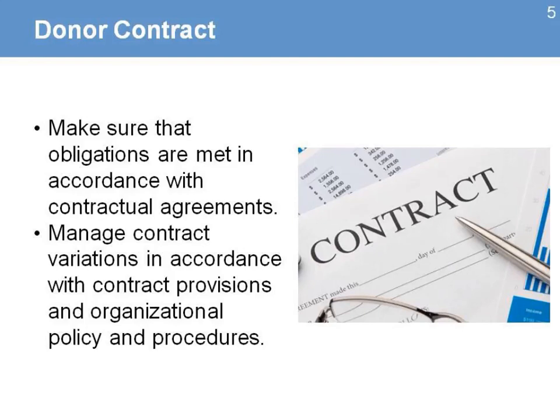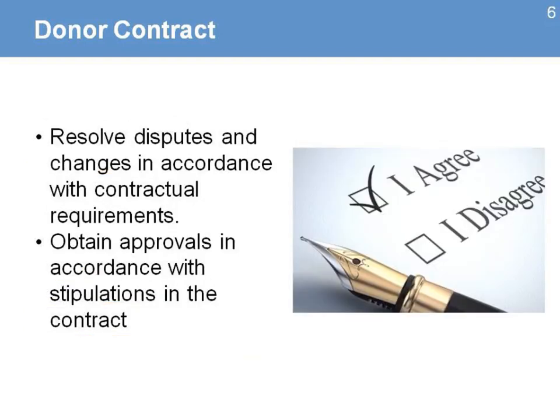Then you also need to make sure that all the obligations are made in accordance with contractual agreements. You need to manage your contract variations also in accordance with the provisions, and include in that the organizational policies and procedures. In many cases, if there are going to be any variations or changes, you usually involve the legal team of your organization or the people who have more experience on that, and they can help you manage those elements. But you need to make sure that you understand what those obligations and provisions are, and you follow them through.